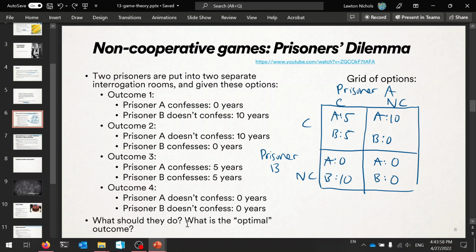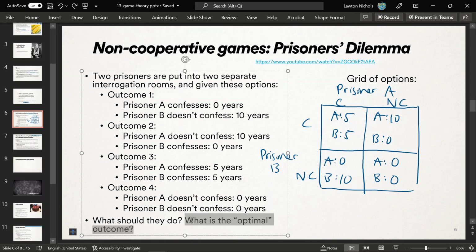Okay, so the question is, what should they do? What is the optimal outcome, for some sense of optimal? Okay, so this is a very fun problem. If you haven't heard it before, I'm excited to show it to you. So, yeah, we want to figure out what these prisoners should do.